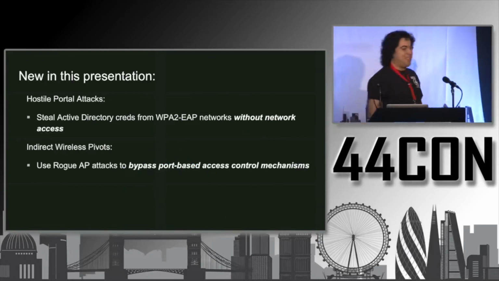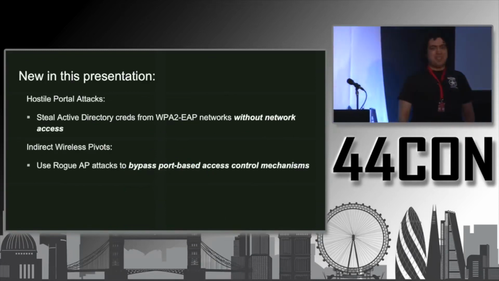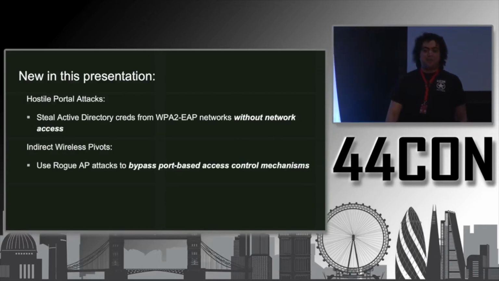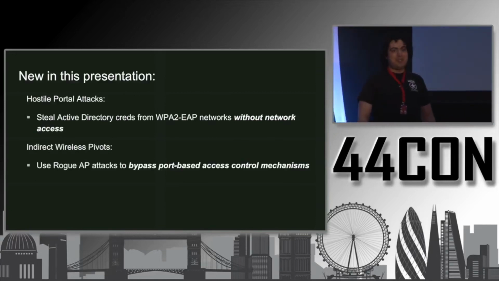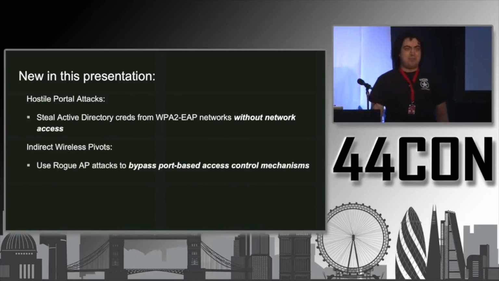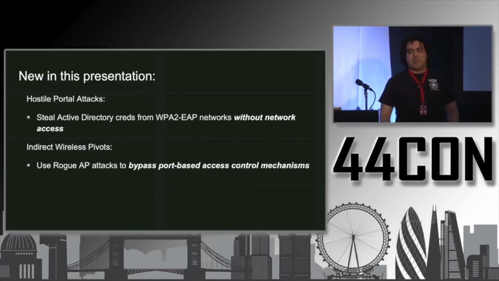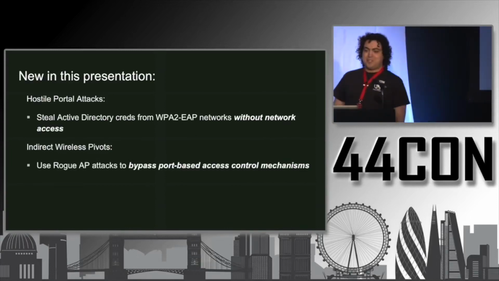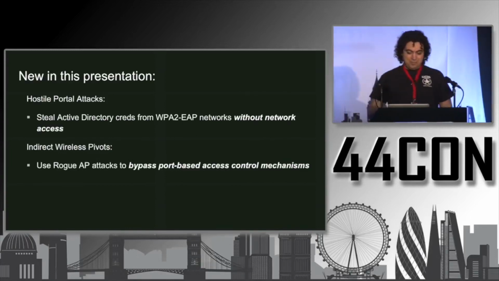So a couple new things in this presentation. We're going to be talking about hostile portal attacks, which is a variation of a rogue AP attack, which lets you steal Active Directory credentials without direct network access. And we're also going to look at indirect wireless pivots, which is a way of using rogue AP attacks as part of a kill chain that can let you bypass port-based access controls on wireless networks.